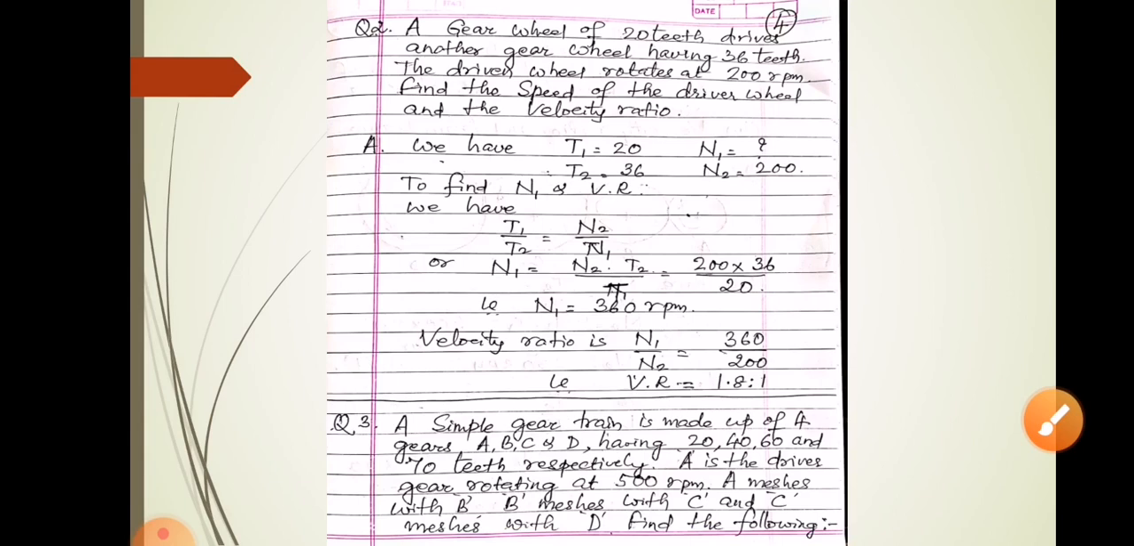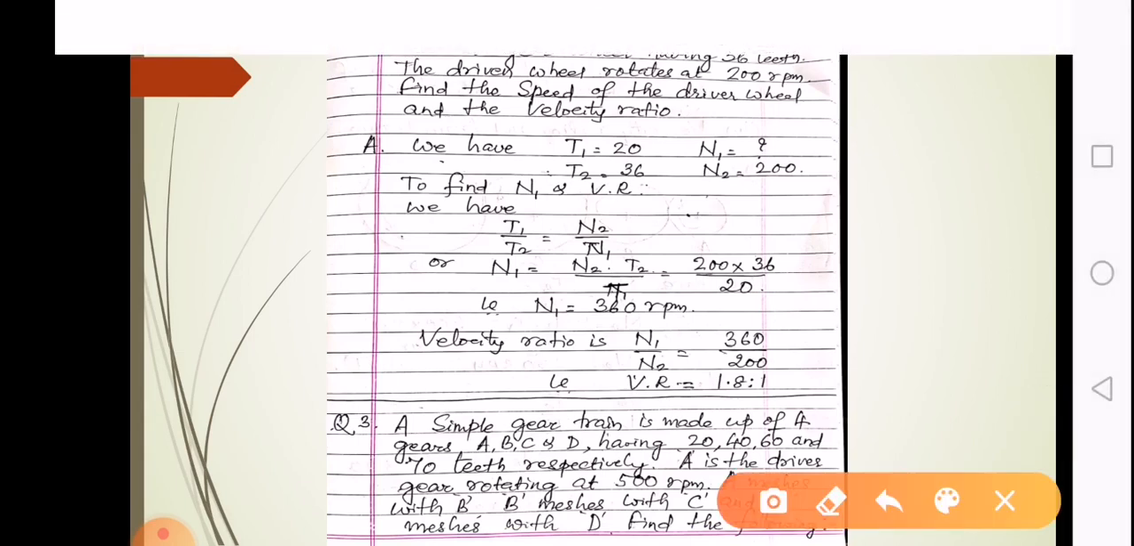Then the next problem is a gear wheel of 20 teeth drives another gear wheel having 36 teeth. That is, the driver gear has 20 teeth and the driven gear has 36 teeth. The driven wheel rotates at 200 rpm. Find the speed of the driver wheel and the velocity ratio. Velocity ratio is also asked in this case.